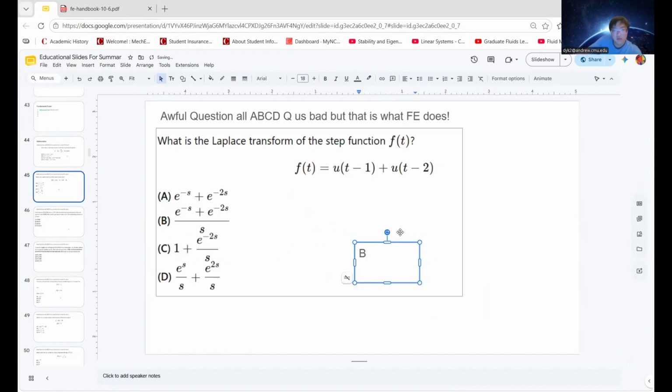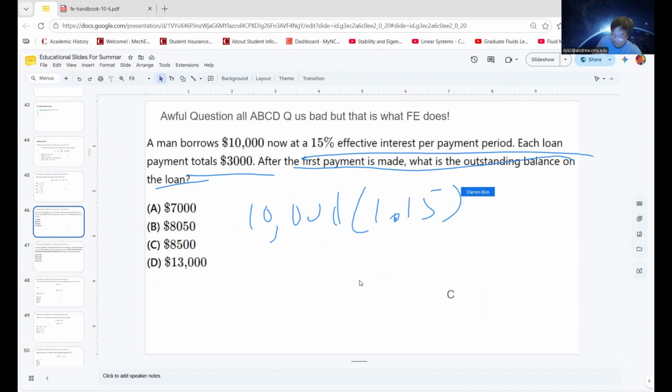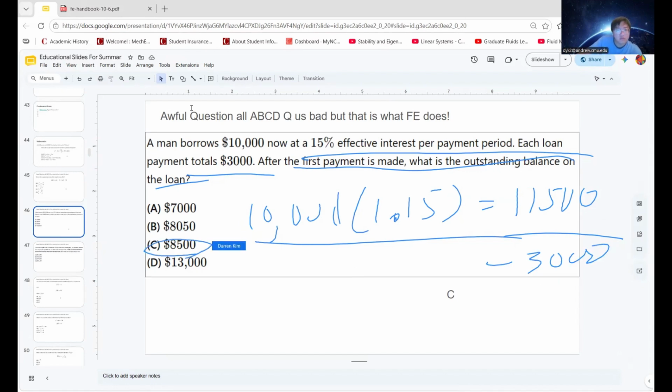Over here, we have a loan question, so we have to do 10,000, and each loan payment is 3,000. After the first, we can do that really easily by multiplying this by 1.15. 10,000 multiplied by 1.15 equals 11,500. And then we can do minus 3,000, and then we can get C. Hopefully that's the correct answer. Oh well, this one already has it.